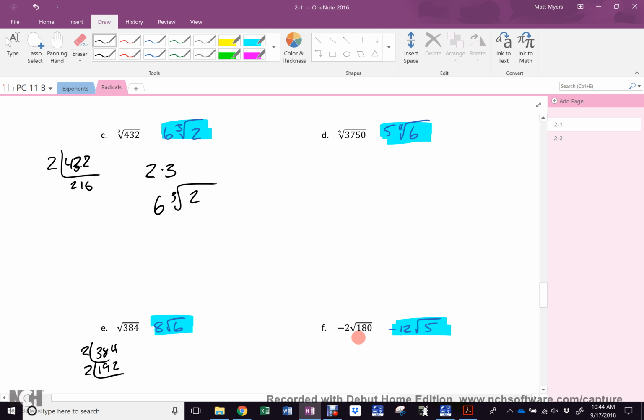F. 180 is 18 times 10, right? Which is 9 times 2 and 2 times 5, right? Does 9 have a square root? 3. So out comes a 3. And there's a group of 2 right there, right? So out comes a 2. So these are all gone. 5 was left under there, yeah? What was already out front? 2. 3 times 2 times 2 is 12. And there's a negative out front, so I got to keep the negative.